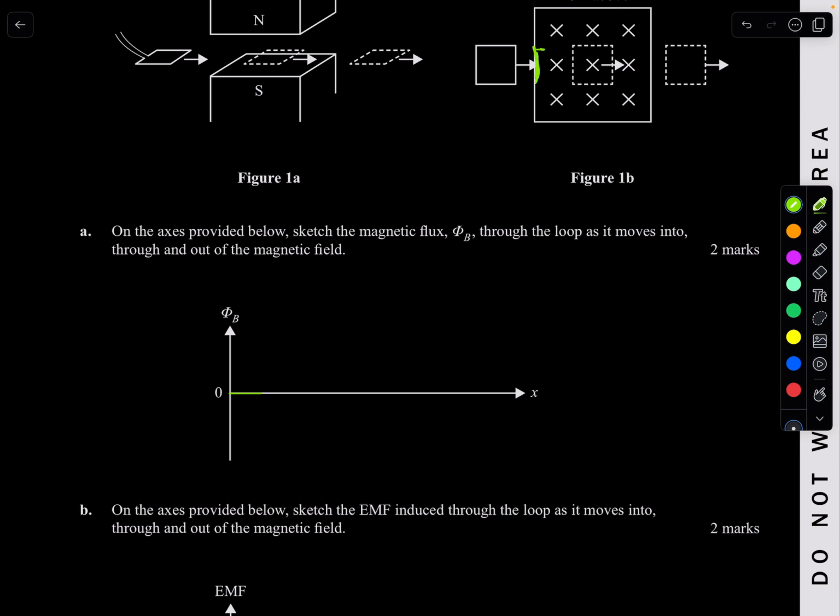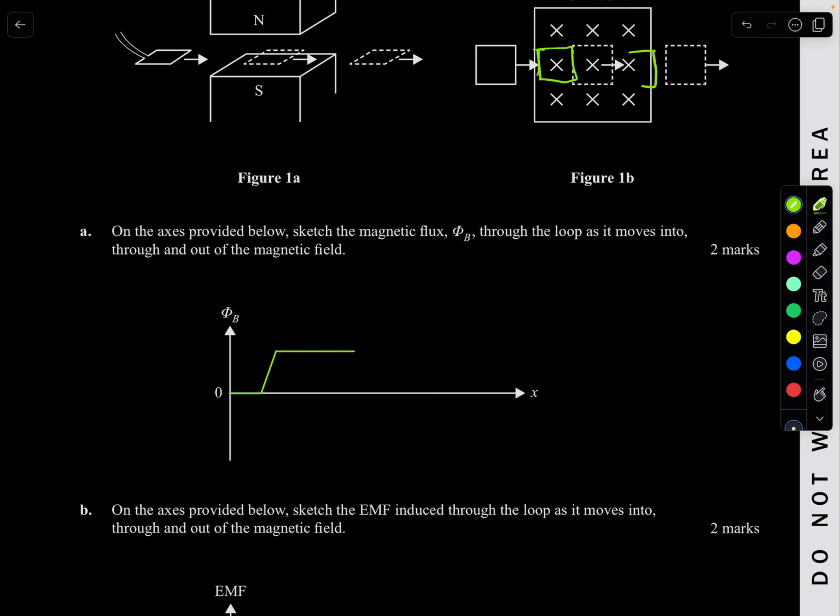As the loop starts passing in, the field lines start passing into it little by little, so it's increasing in magnetic flux until it's fully inside the magnetic field. So there'll be a flux that's increasing like that. And then, once it's inside, the flux is constant because there is no change in flux anymore. The field lines are all passing through, so it's going to be a straight line like that.